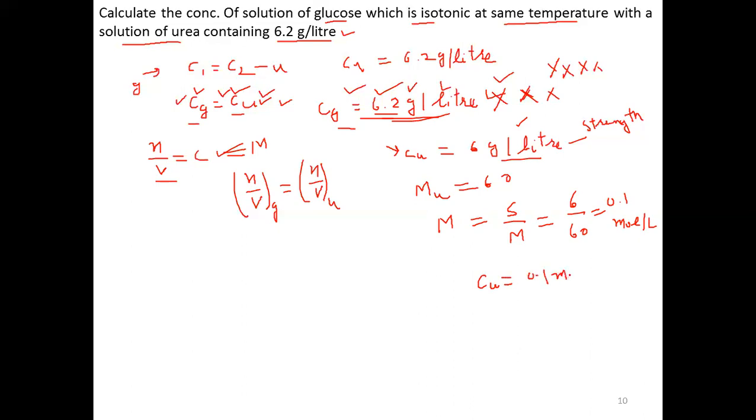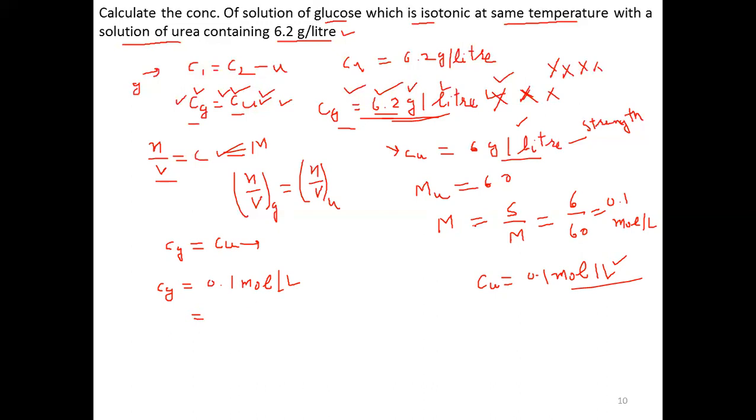0.1 mole per liter in the units that we require. Now we put C glucose is equal to C urea, where concentration of urea is 0.1. So we can say that concentration of glucose is 0.1 mole per liter. If we have to calculate it in gram per liter, that we can easily do. How? By simply multiplying by its molecular weight.